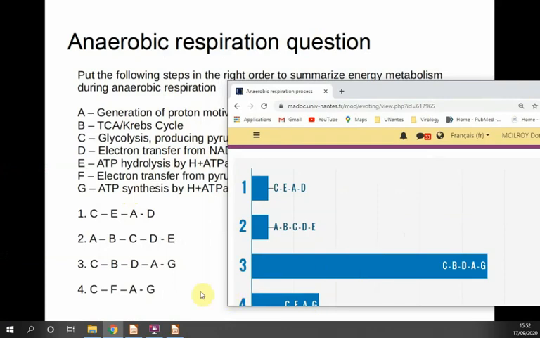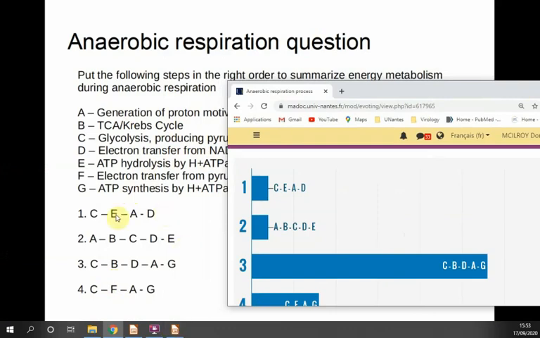Answer 4, I kind of understand why people chose this, because it's the same, except that you say the electrons are going from pyruvate to the electron acceptor, but that's skipping out a step. It will go through the Krebs cycle. So answer 4 is wrong, because it's not direct like that. It goes through the Krebs cycle.